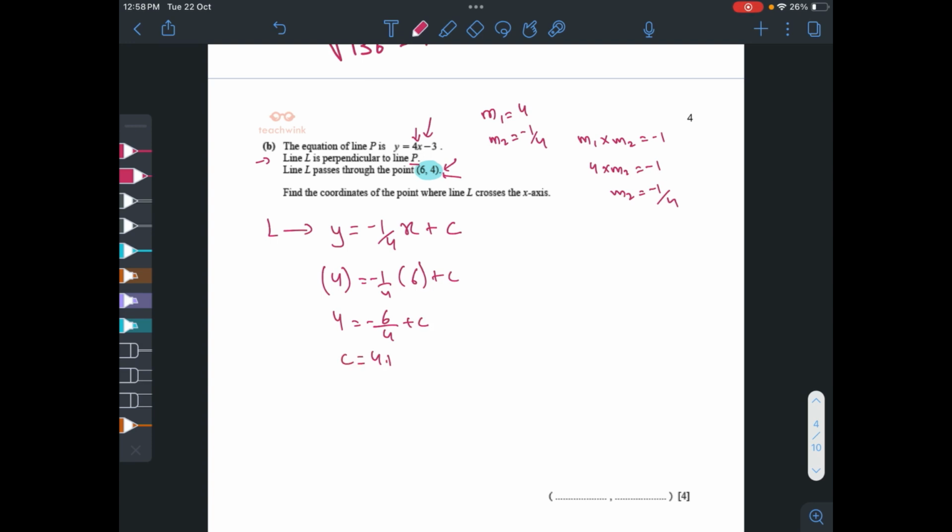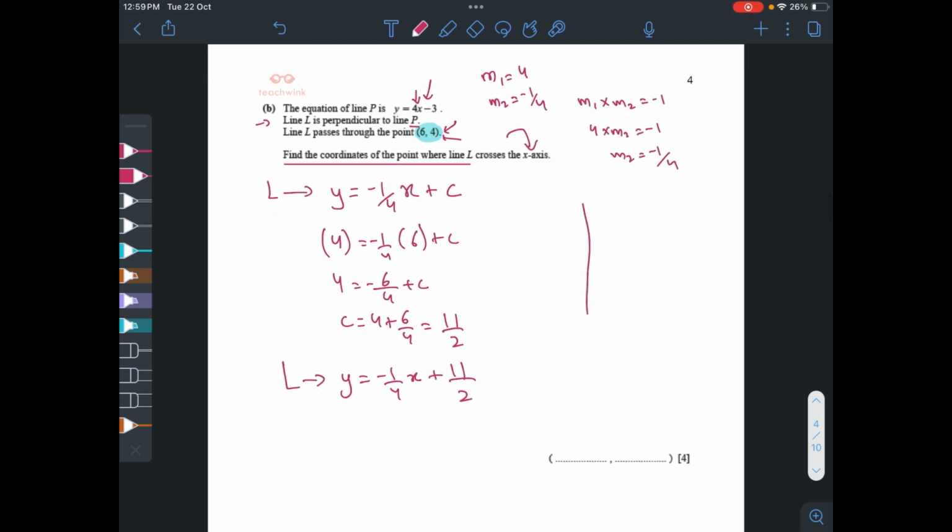c would be equal to 4 plus 6 over 4. If I use a calculator to find the value, 4 plus 6 over 4 is going to give me 11 over 2. So my equation of line L would be y equals negative 1 over 4 x plus 11 over 2. But that's not what the question is asking you. The question is asking you to find the coordinates of the point where L crosses the x-axis.